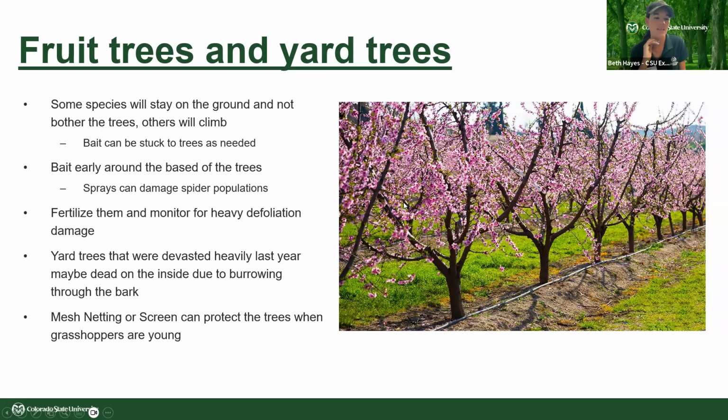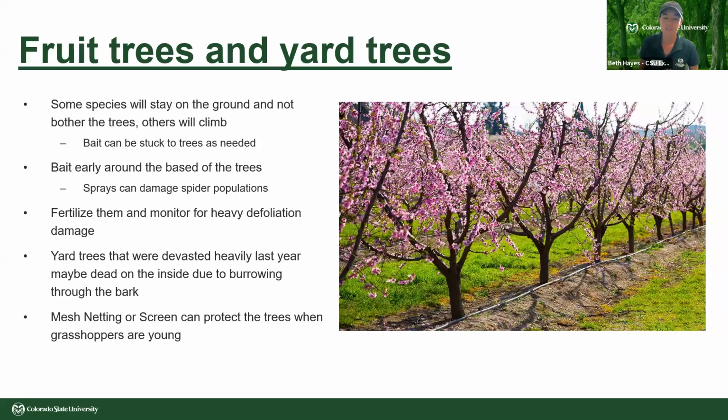The other big thing with trees is you want to fertilize them a little bit more than what you would do normally to give them a boost. And monitor for heavy defoliation because the minute they chew through all the leaves, the fruit, whatever it is on your trees, they're going to start burrowing through the bark. I saw it through the last 2 years where it didn't matter what kind of trees. Junipers, I saw it on pine trees, I saw it on a ton of fruit trees. They burrowed through the wood and completely killed these trees because they were so heavy in infestation levels that the tree is dead. It's standing, but it's dead on the inside.